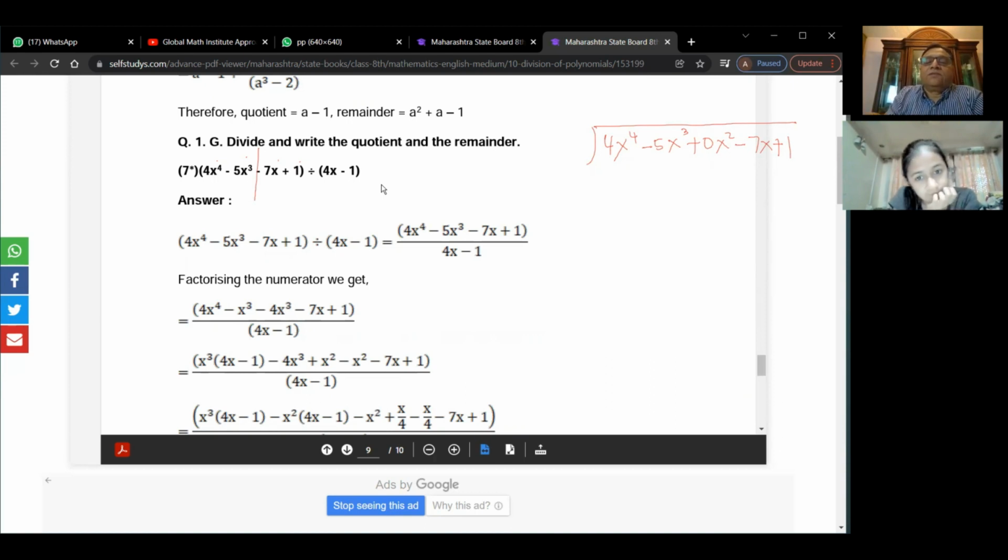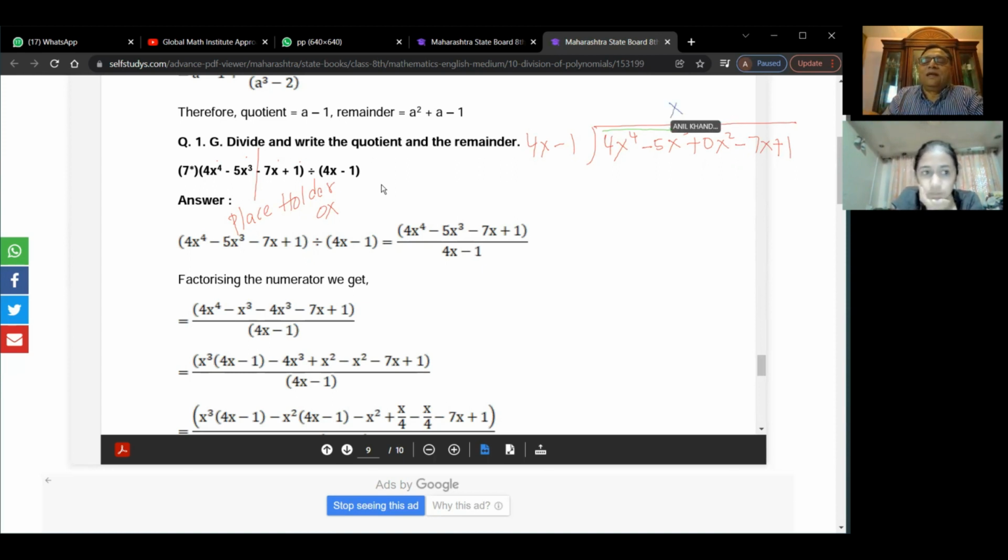In the divisor, we have 4x minus 1. That is also arranged, so we do not have to rearrange, but we have to put a placeholder here, right? So we have put 0x as a placeholder as shown here. Now there are two terms, so we are going to involve two terms. So 4x dividing into 4x to the power of 4, what will go into the quotient?